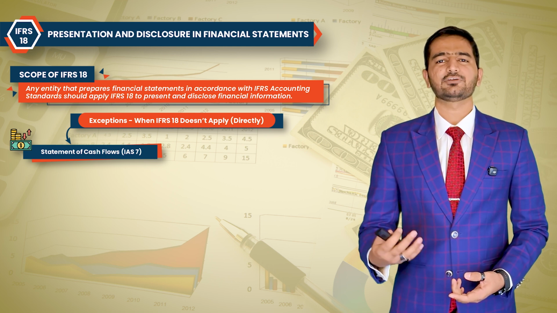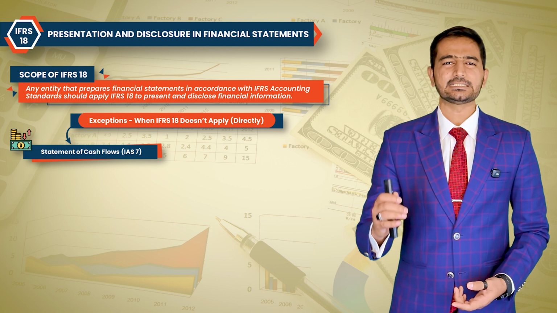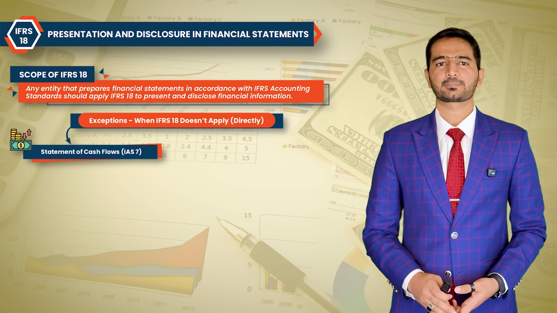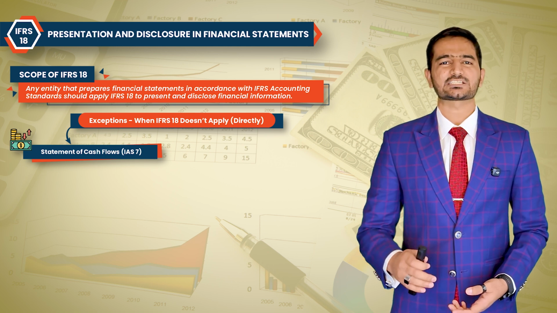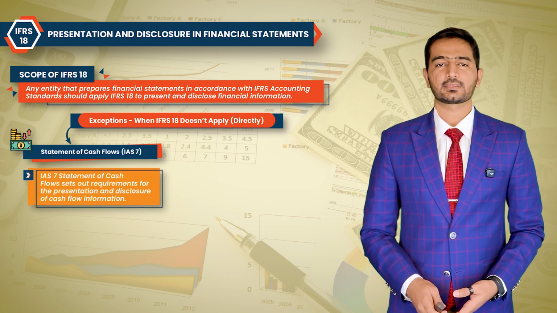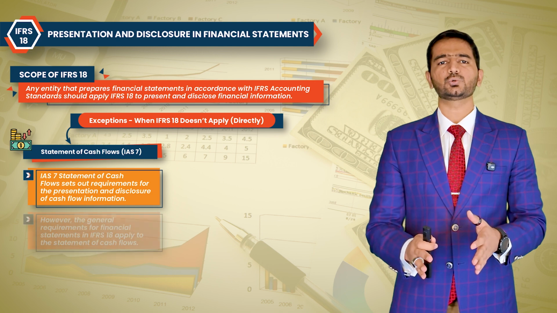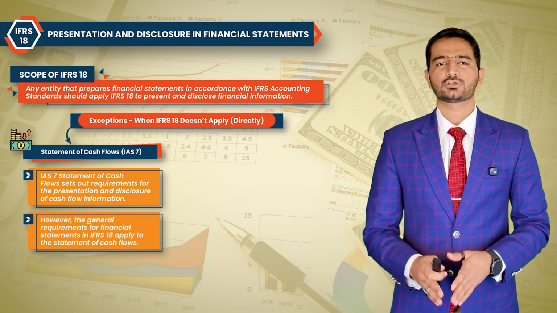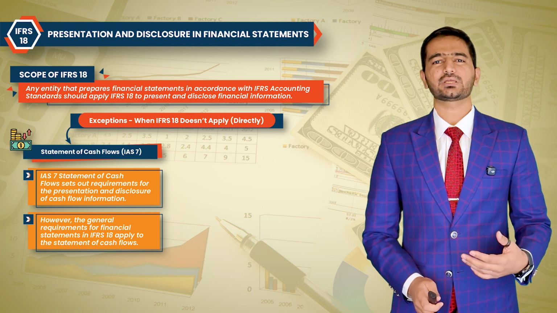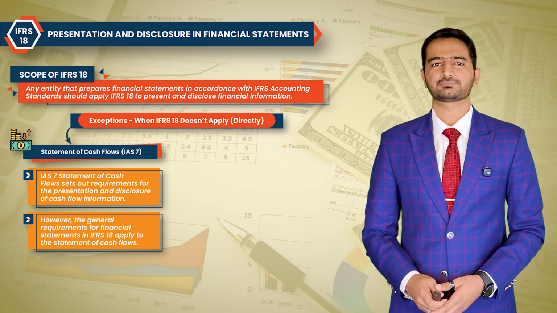My friend, IFRS 18 does mention the cash flow statements, but the detailed rules for the cash flow statements are given in IAS 7. So if you are working on the cash flow statement, you have to knock on the IAS 7 door. But IFRS 18 still applies the general rules to the cash flow statements. So don't ignore it completely. Treat it like a strict headmaster who occasionally drops into the other classrooms.